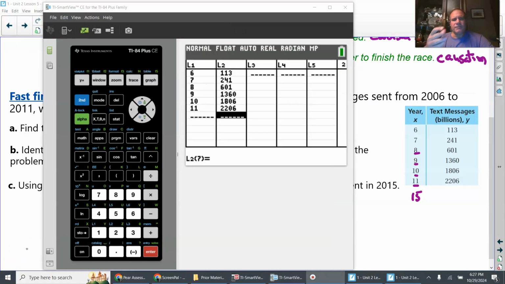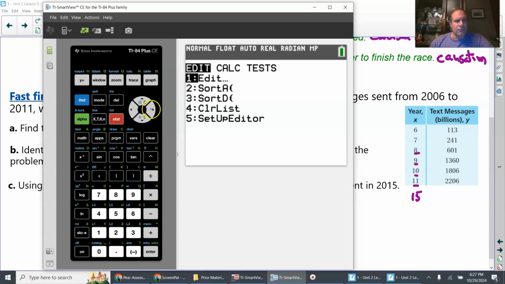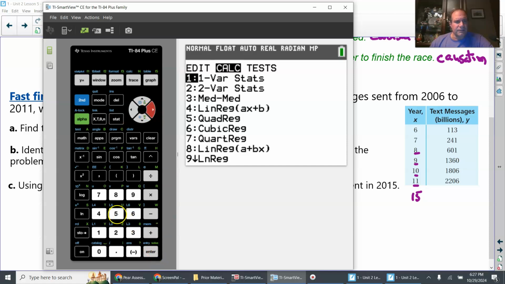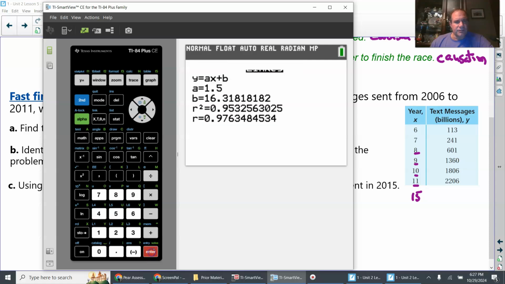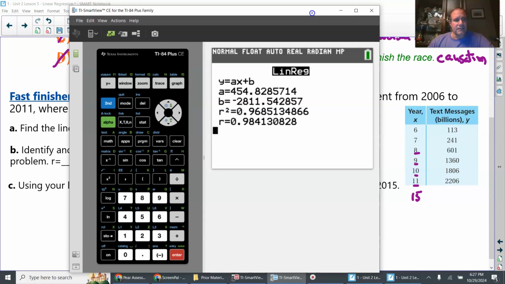So there are my numbers. I have them in. This was a short list, L1 and L2. I'm going to press stat and then go over to calc and then press down to 4 and press enter 5 times, just like we said. Everything is there, the correlation coefficient, the R.